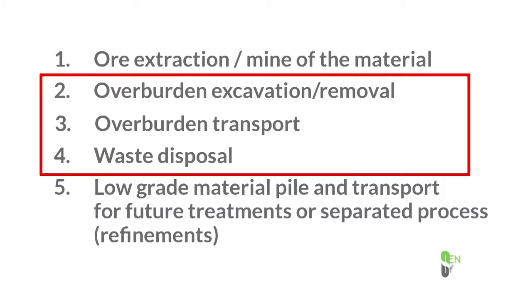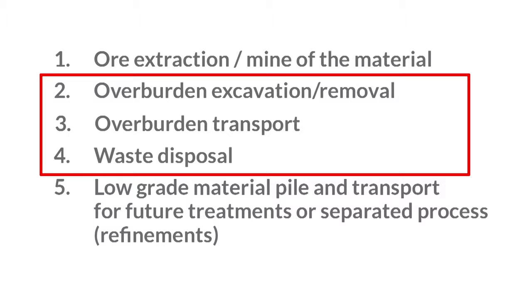Previous topics have established that surface mining operations include several main activities: the ore extraction or mining of the material, the overburden excavation and removal, the overburden transport, the waste disposal, and the low-grade material pile and transport for future treatments or separate processes. The ore extraction and material handling processes were covered in Module 1.